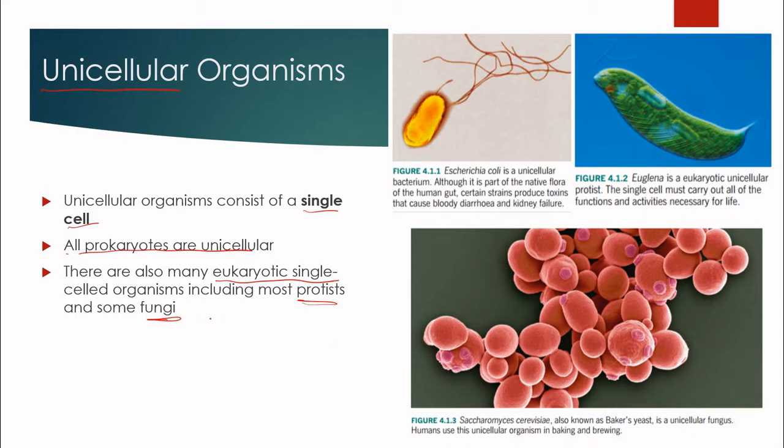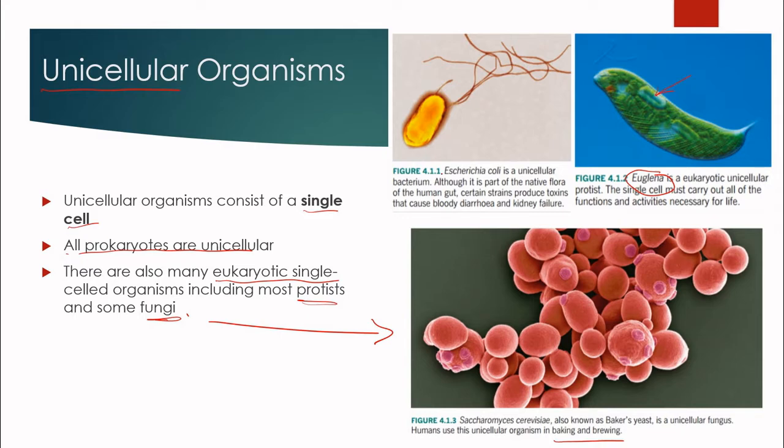You can see over here these red cells. That's baker's yeast. We use those for baking and brewing, making alcohol. So you can actually have some eukaryotic cells that are unicellular. We've also got in the top right, you've got your Euglena over here. That's a eukaryotic unicellular protist. You can actually see some of the organelles within that cell itself.